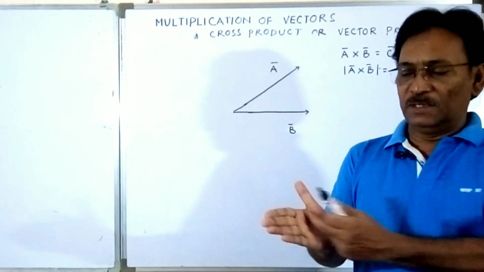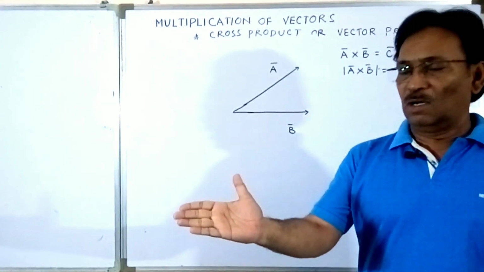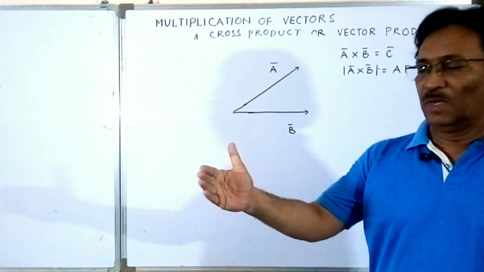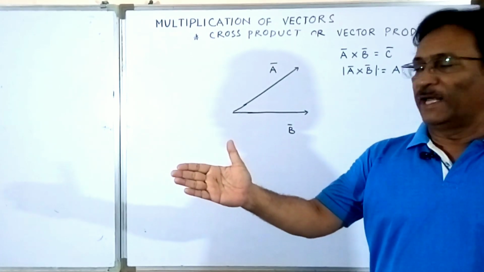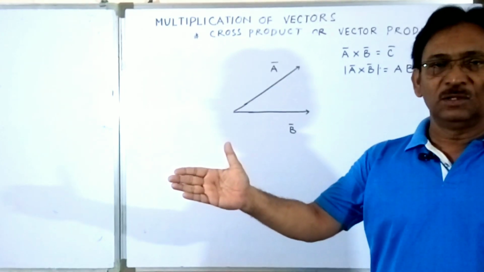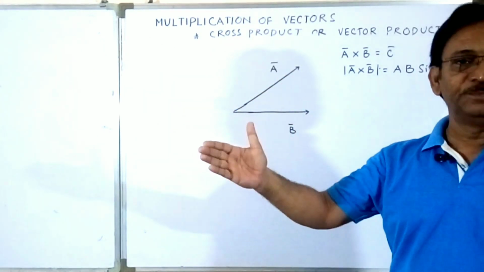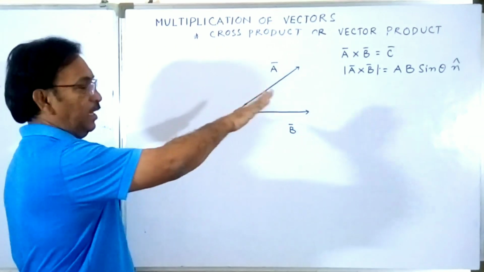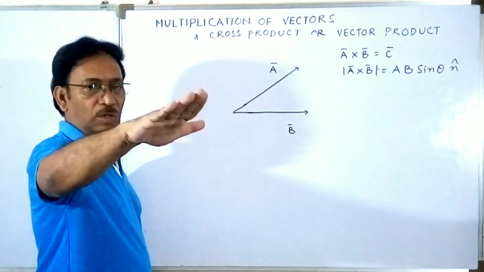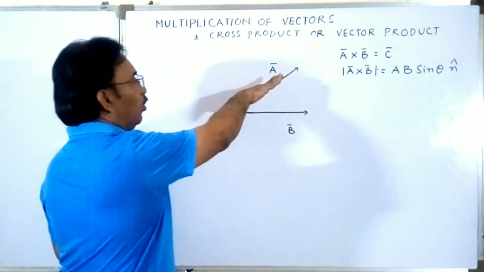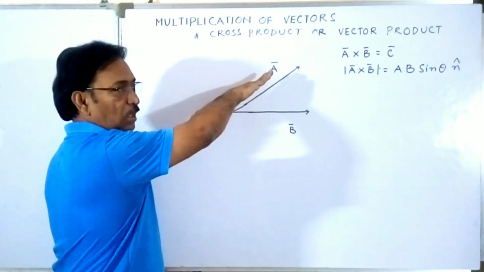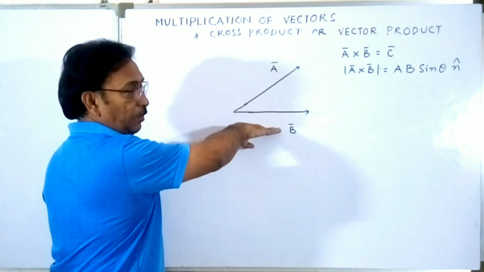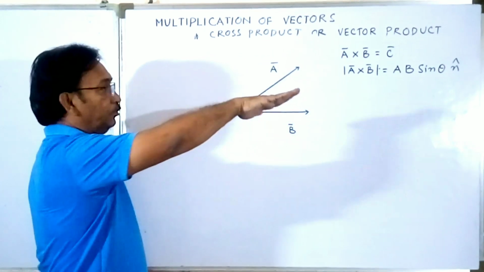We know that this is the thumb and these are the fingers. We can curl the fingers like this. This is the key point to know the direction of the resultant of the two vectors which are lying in the same plane. Here, keep your right palm over the vector from which we have to move. That means we are multiplying A with B, so you have to keep your palm on the first vector.